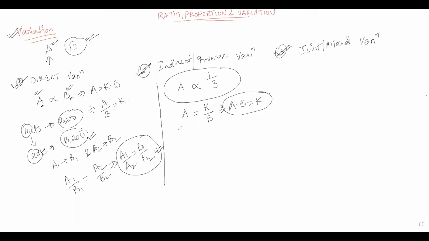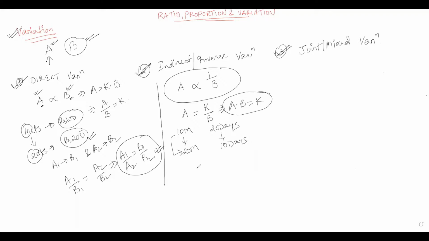For example, say there are 10 men who can complete a piece of work in 20 days. Now these 10 men have been increased to 20 men. So the number of men is being doubled. So the number of days to complete the same piece of work would be reduced to half, that is 10 days. So this is an example of indirect variation.